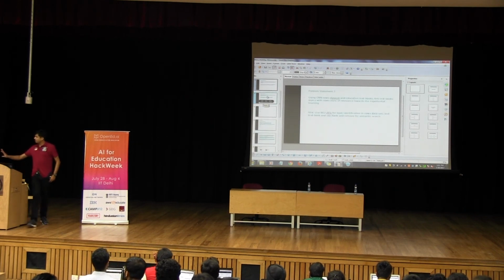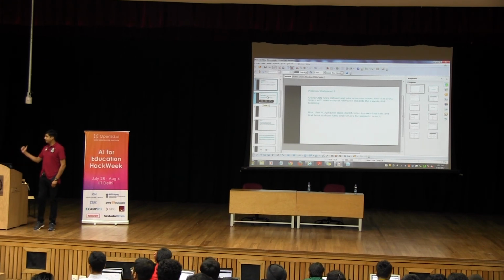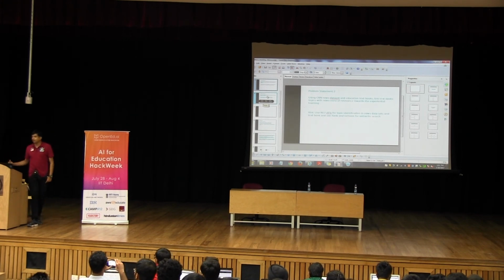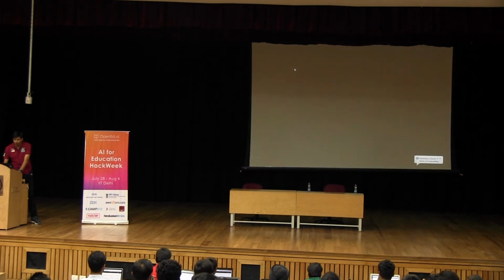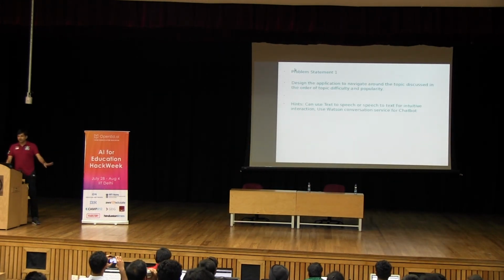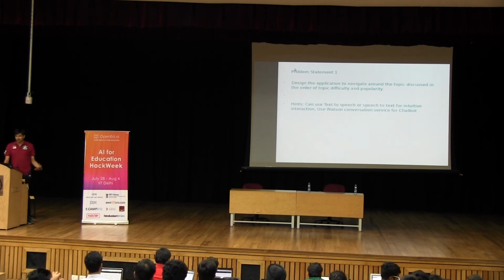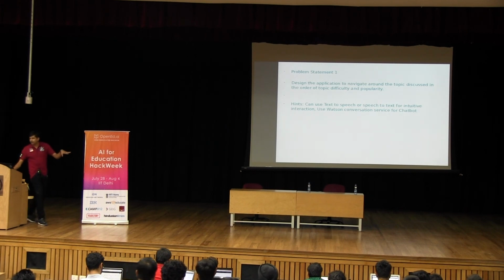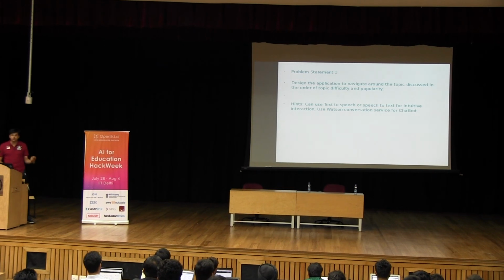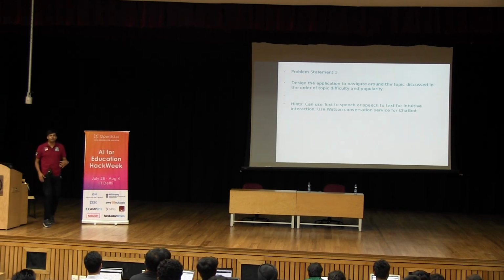These problem statements are already there on the website, right? So we already have the problem statements available on the website. If you want to have a look at it, you can just go through them. So the first problem statement is you have to design the application to navigate around the topics discussed in order of topic difficulty and popularity. In order to solve this, you can use the speech to text and text to speech APIs for the intuitive interaction, and you can use the Watson conversation API for the chatbot creation.